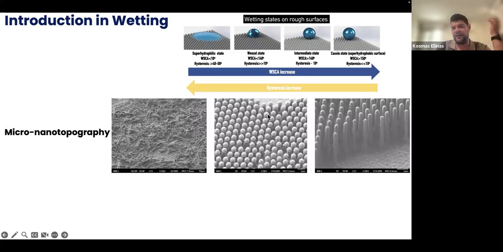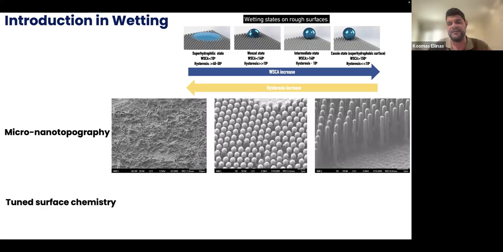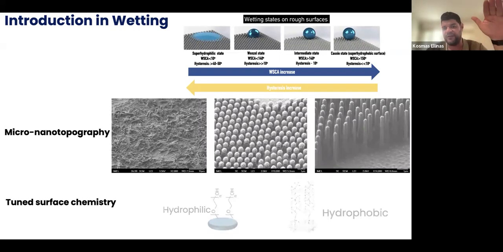To achieve wetting control in any state of this, I will need two things. First of all, I will need a type of micro and nano topography. This topography can be random, like this one, can be ordered like this one, or can be ordered like this one, but with higher features, let's say. And the second thing that I will need is to have tuned chemistry. So if I want to be like this, superhydrophilic, and collect the water and absorb the water, I should have a hydrophilic material on top of this topography.